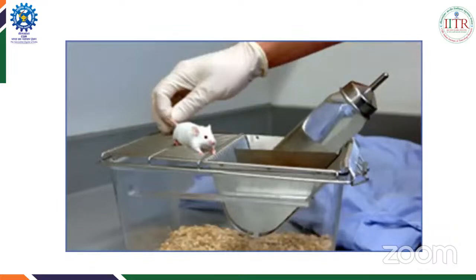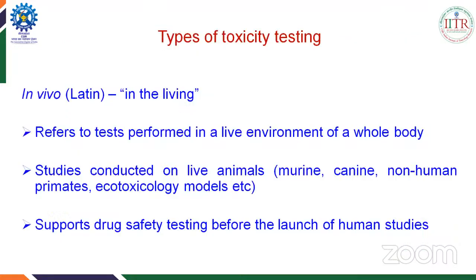In vivo studies are mostly done in various animal models: rodents, canine, non-human primates, ecotoxicology models, etc. This gives the advantage of seeing how the chemical will behave in an entire biological system or an entire animal body.